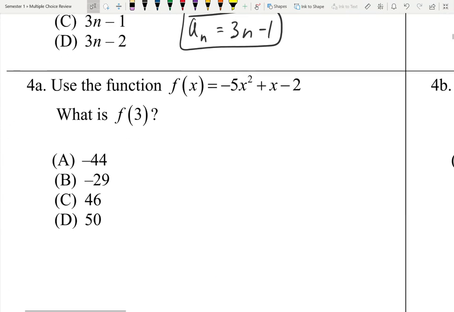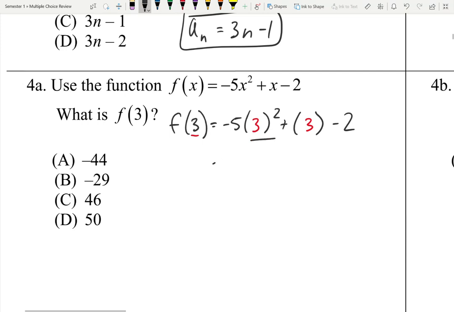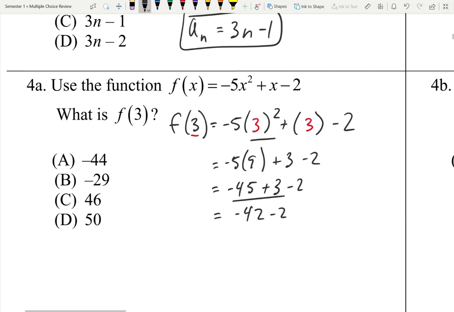Our next problem, function notation, so we're just going to substitute in a 3 into our function. So f of 3 equals negative 5 x squared plus x minus 2, and we're substituting in this 3. So now our order of operations, we need to square the 3, so this is negative 5 times 9 plus 3 minus 2. Negative 5 times 9 makes negative 45 plus 3 minus 2. Negative 45 plus 3 makes negative 42. Minus 2 makes negative 44.